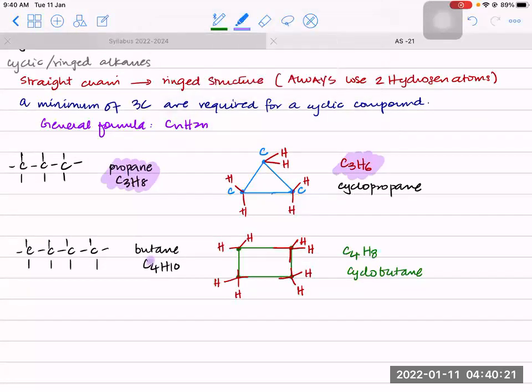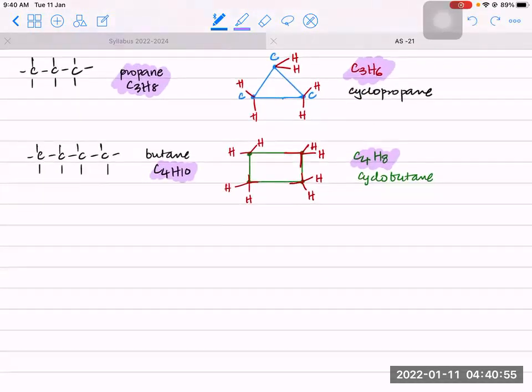Do you see from C4H10 you make C4H8? Again, from straight chain to ring, you lose two hydrogens. And the general formula is CnH2n. So if you have three carbons, H will be 2 times 3, and that's C3H6. This follows the general formula. With 4 carbons, H is 2 times 4, so this becomes C4H8. The general formula is followed here. Clear?